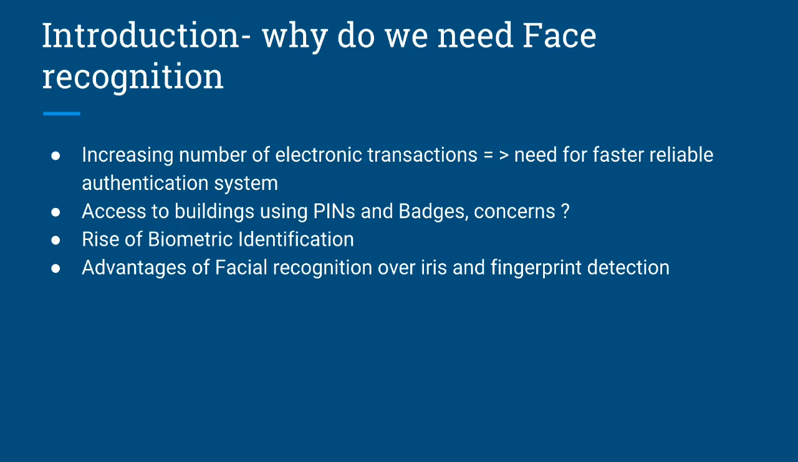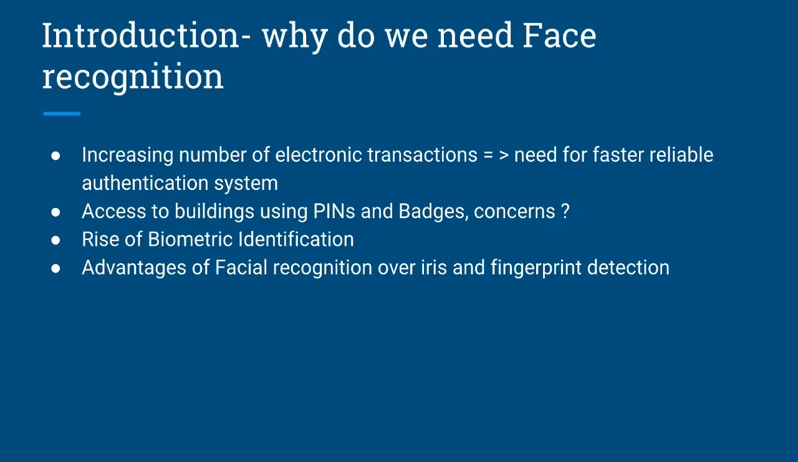This has given rise to biometric identification being used in a whole host of applications. Biometric identification is where you use certain physical characteristics or features of the person to identify and authorize them and authenticate them to do certain actions, which would not be allowed for the general public. Examples of this would be facial recognition, iris recognition, and fingerprint detection. However, facial recognition has a huge advantage over iris detection and fingerprint detection.